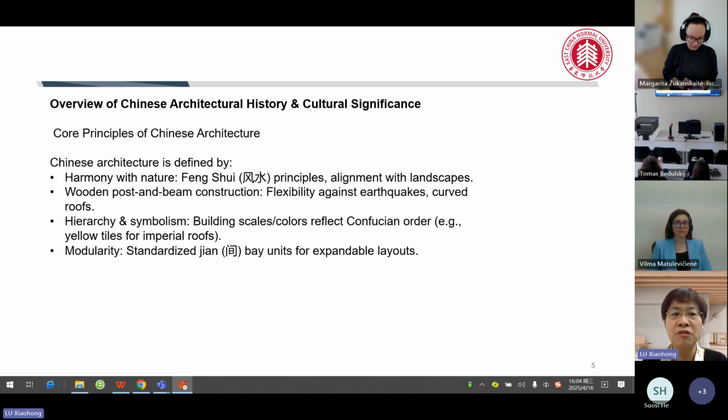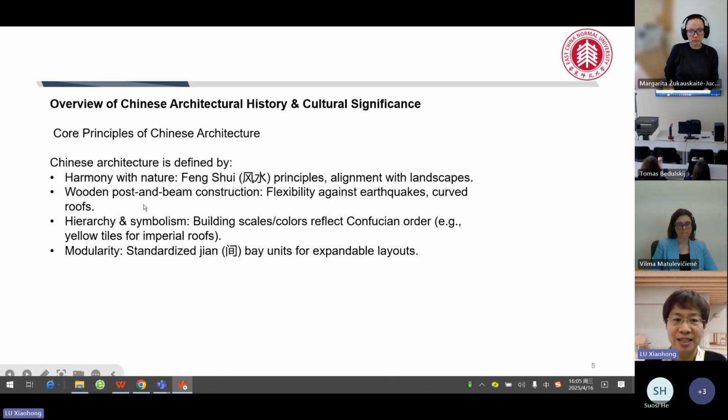Now, first of all, let's have a quick overview of Chinese architectural history and cultural significance. The core principles of Chinese architecture are like the following. Chinese architecture is defined by these several aspects. One is harmony with nature. With harmony with nature, we emphasize the feng shui principle. Feng shui literally means feng is wind, shui is water. So feng shui is actually a kind of principle we follow in Chinese architecture and in our living. And it is aligned with the landscape. So we try to create architecture which is harmonious with nature.